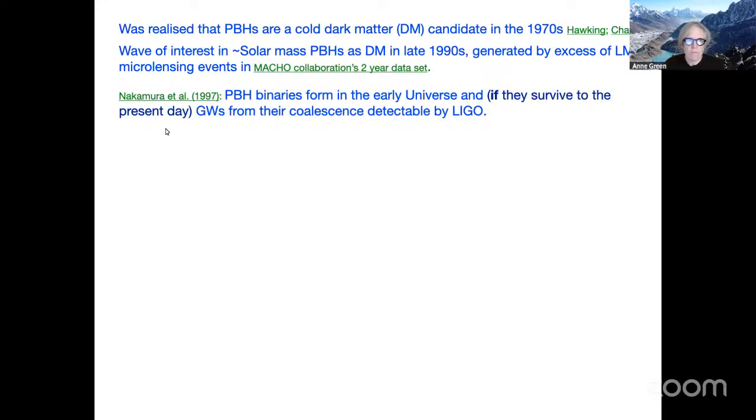At that time, though, there was a paper written by Nakamura et al., and they pointed out that if a significant fraction of the dark matter was in the form of primordial black holes, then primordial black hole binaries would form in the early universe. And if those binaries survived to the present day without their orbits being distorted too much, then gravitational waves from their coalescence would be detectable by LIGO. Most people, myself included, more or less forgot about that paper.